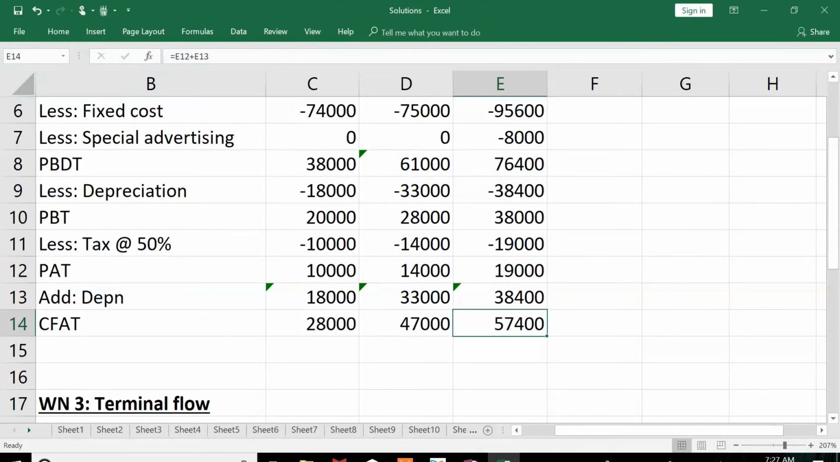Yeah, any doubts? Which one? 36? Okay, sorry. It will become 56,400. ठीक है.